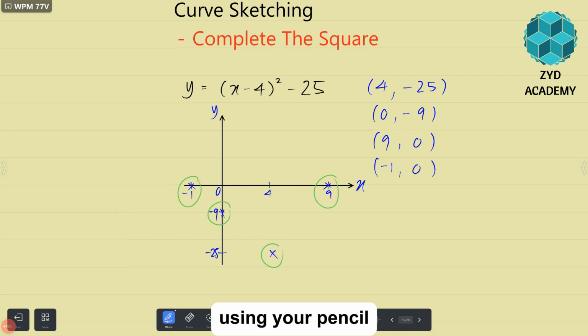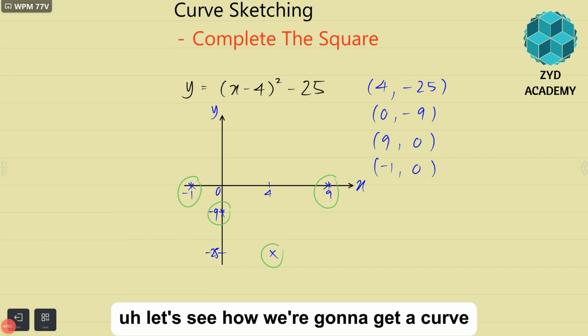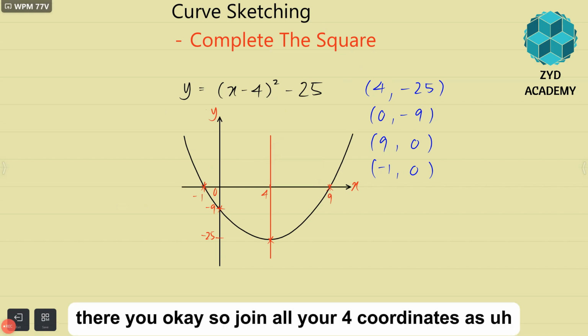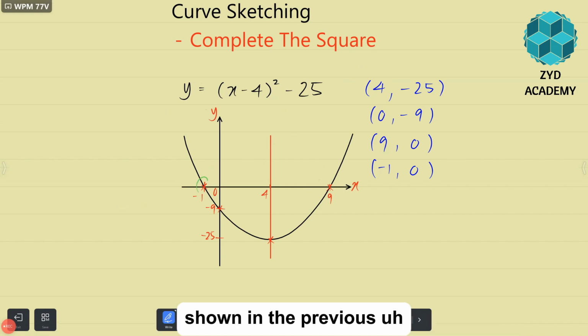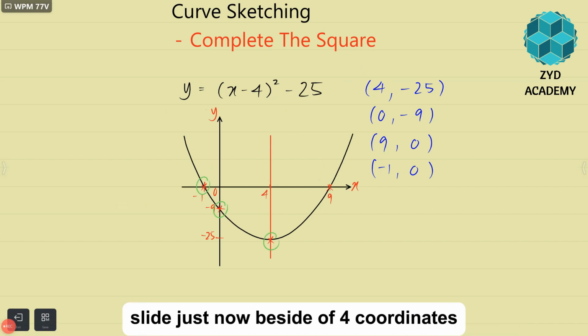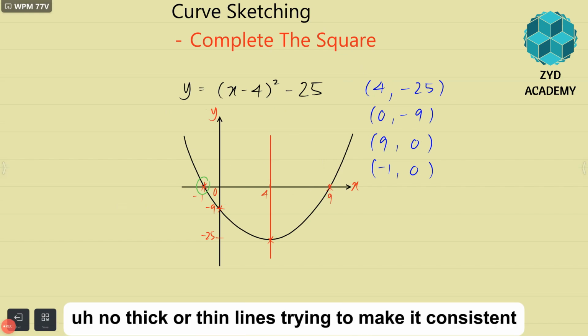Okay, so you have all your 4 points that you need to join, using your pencil. Let's see how we're going to get the curve. There you go. Join all your 4 coordinates as shown in the previous slide just now. Use your ruler, use your pencil and join it nicely. Make sure it's quite a smooth curve, no shading, no thick or thin lines. Try to make it consistent.